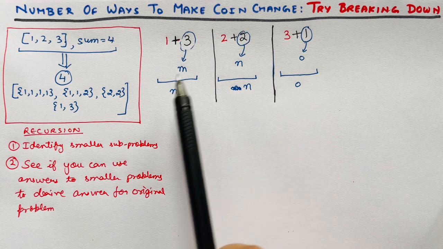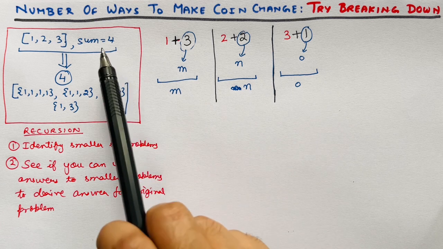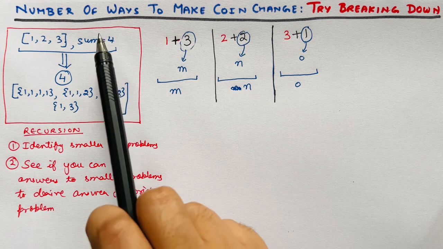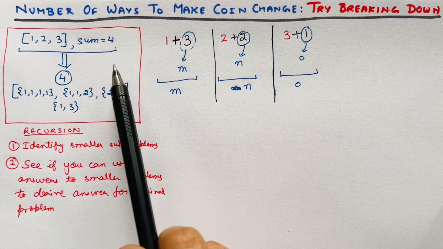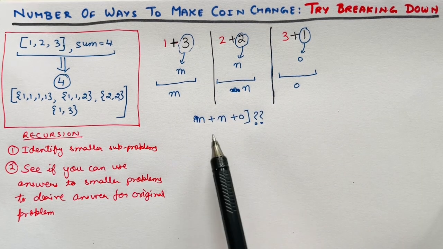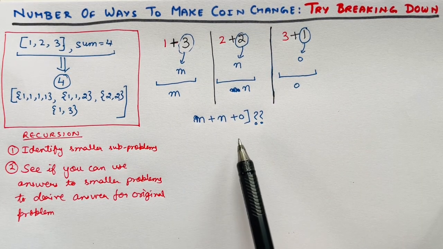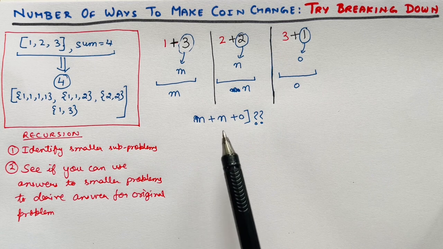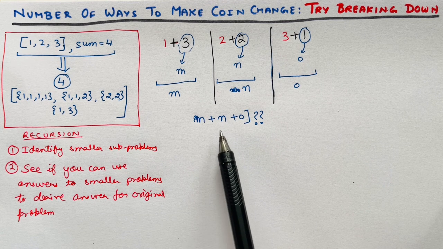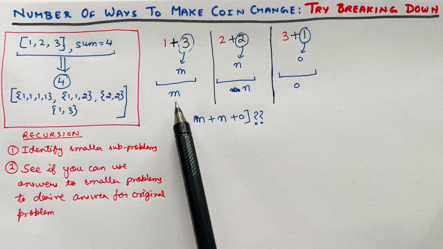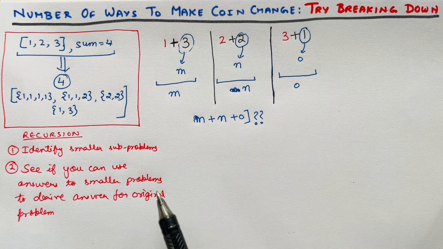Now, using this, what should be our answer for 4? Intuitively, it may seem like that since we are looking for number of ways of forming 4, we can just sum these up. So, it will come down to m plus n plus o. Now, is this our answer? No, it won't be our answer, because here we will have many duplicate ways that will be part of this and this, or any of the two of them.